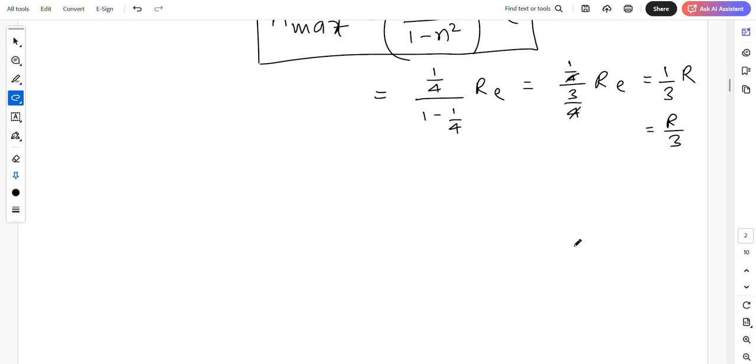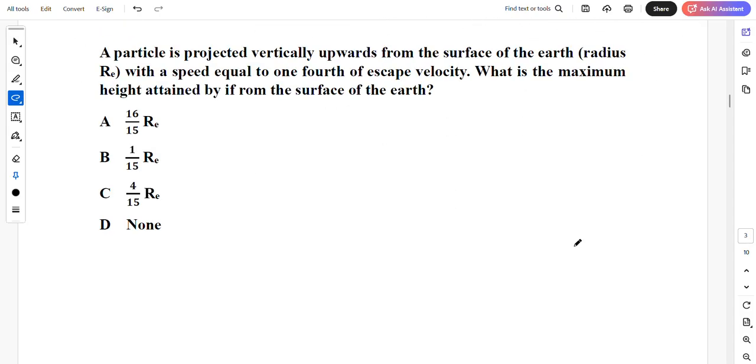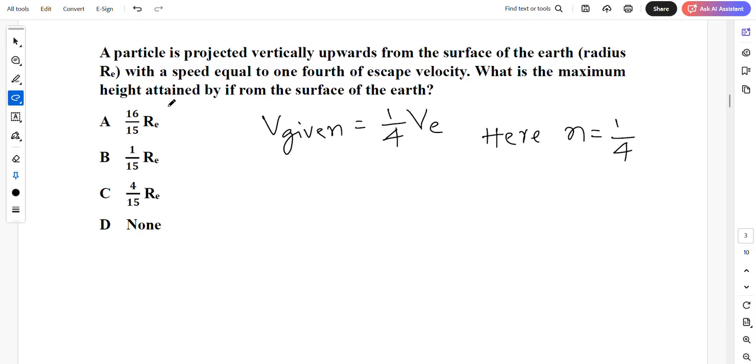Answer is B. Next problem. A particle is projected vertically upwards from the surface of the earth, radius re, with a speed equal to 1/4 of escape velocity. Okay, v given is equal to how much? 1/4 of escape velocity they have given this time. Here n is how much? Here n is equal to 1 by 4. Okay, what is the maximum height?